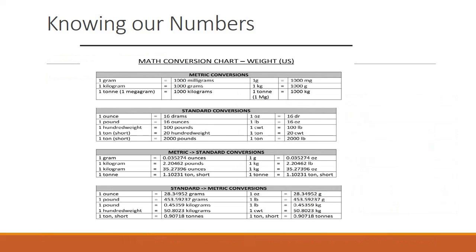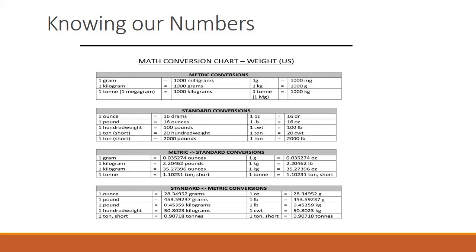Now you can see another table, for weight. We have units of gram, milligram, kilogram and ton, and in the imperial system it is ounce, dram, pound, hundredweight and ton. In the metric system it is gram, kilogram and ton. And in the standard metric conversions, we have given the different conversions also, like 1 gram is equal to 1000 milligrams.